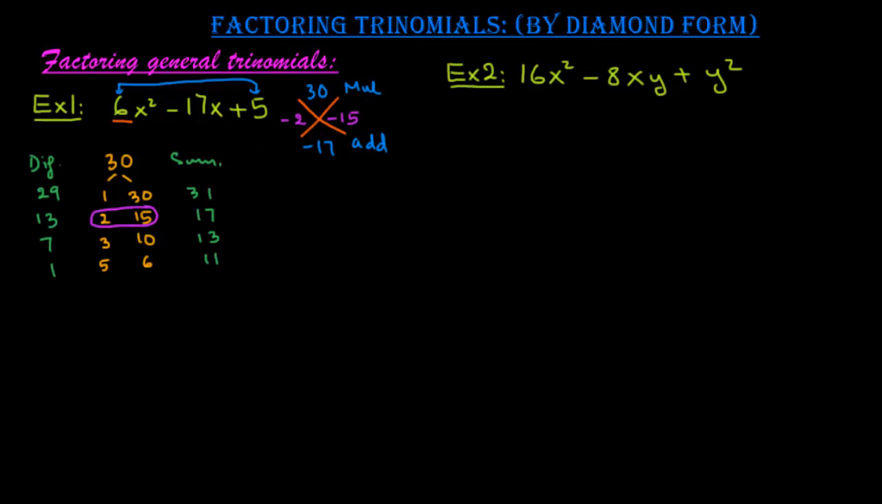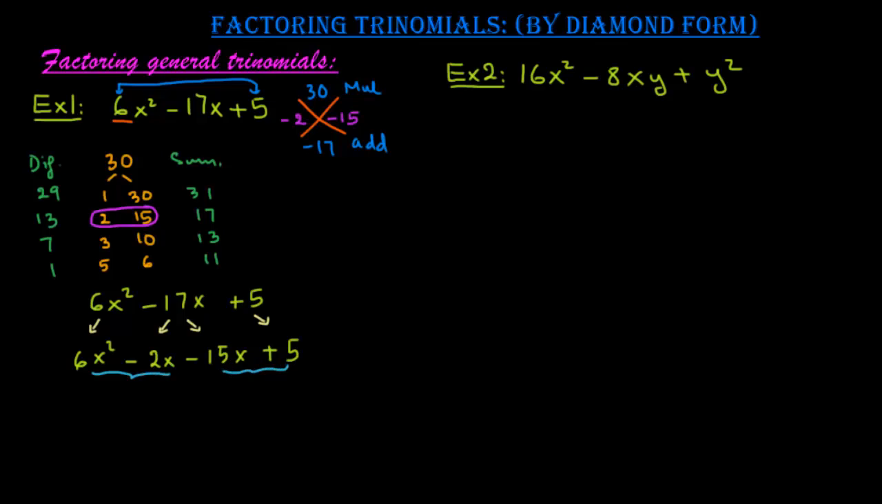So my next step, I will rewrite the problem: 6x squared minus 17x plus 5. We bring down the first and last term and break down the middle term into the two numbers we found in the diamond form. So we have 6x squared minus 2x minus 15x plus 5. Then we do the grouping 2 by 2.